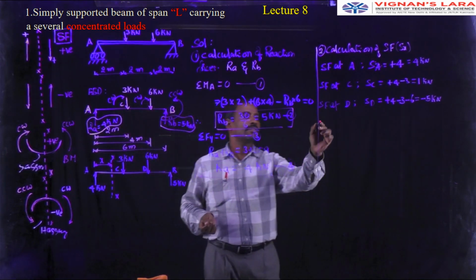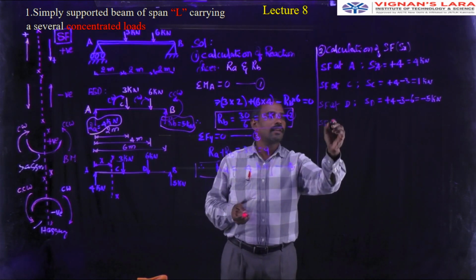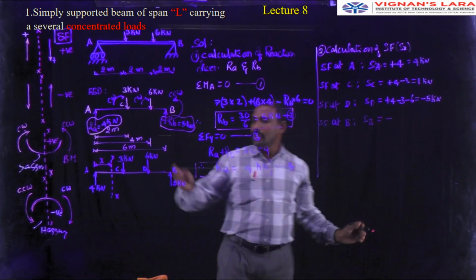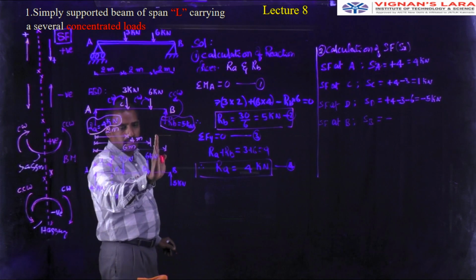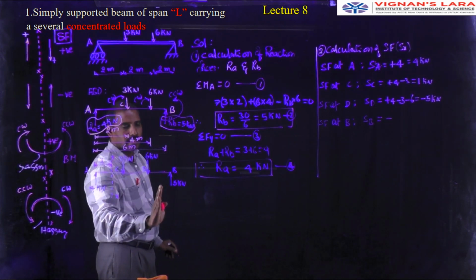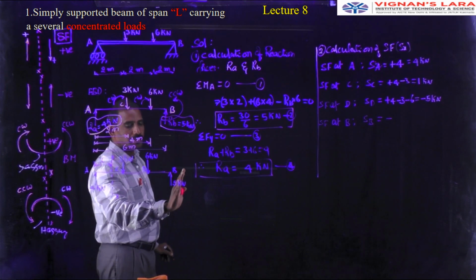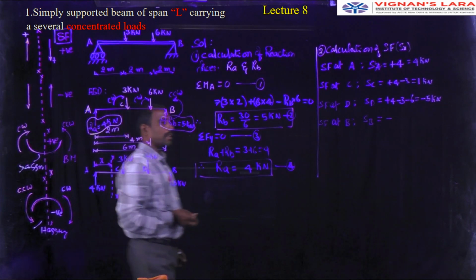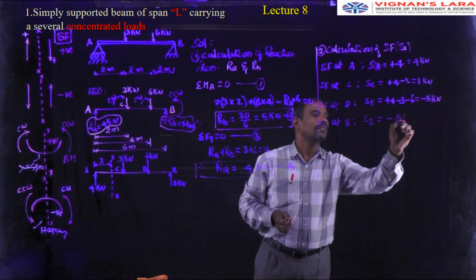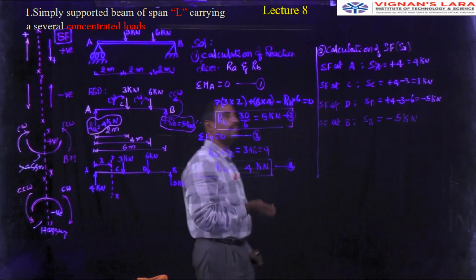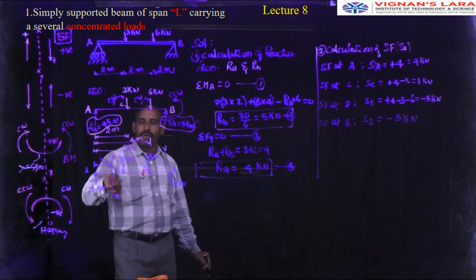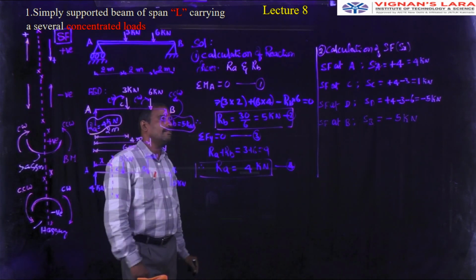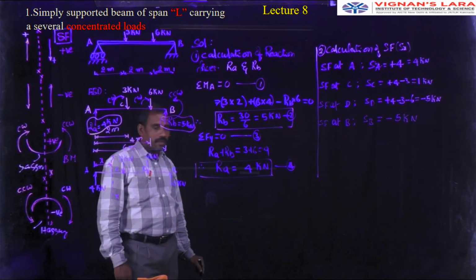Therefore, the shear force at B is SB. Definitely, if you consider the section here itself as XX, it is a force of magnitude 5 kilonewtons vertically upward. Its value should be taken as negative, that is minus 5 kilonewtons. We know the shear force at any point, say A, C, D, B. From those values you can draw the shear force diagram.